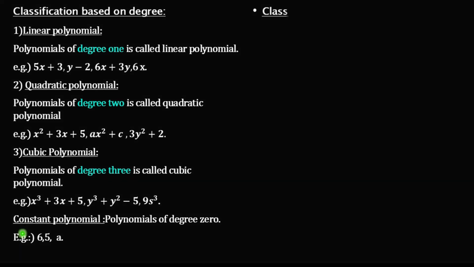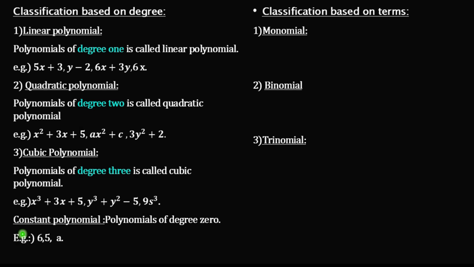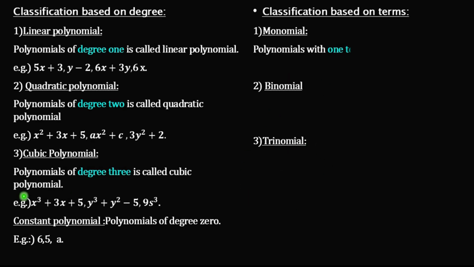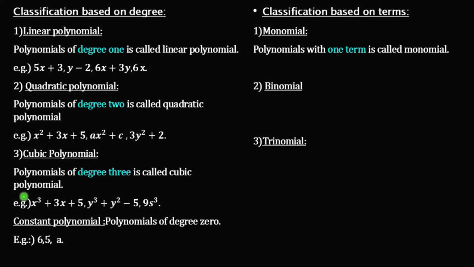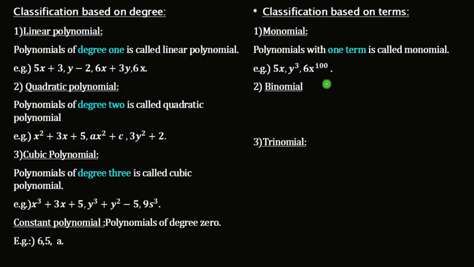The next classification is based on the number of terms of the polynomial. What are those? Monomial, binomial, trinomial. If a polynomial has only one term, it is called a monomial. Two terms, that is a binomial. Three terms, that is a trinomial. A polynomial with one term is called a monomial. Example: 5x, y cube, 6x raised to 100. Its degree can be anything, but it has only one term.